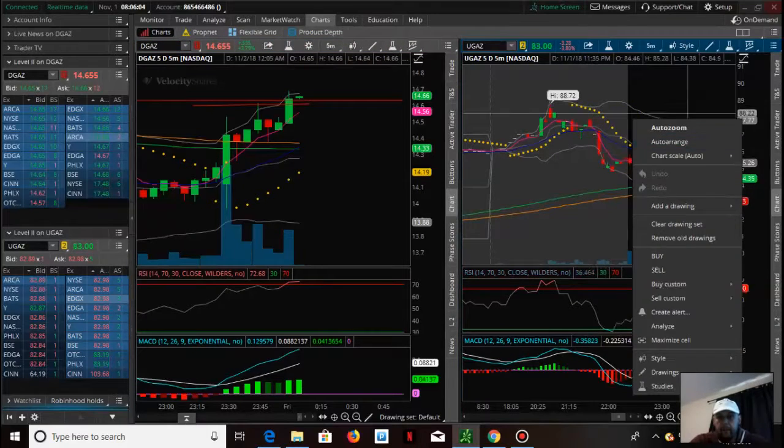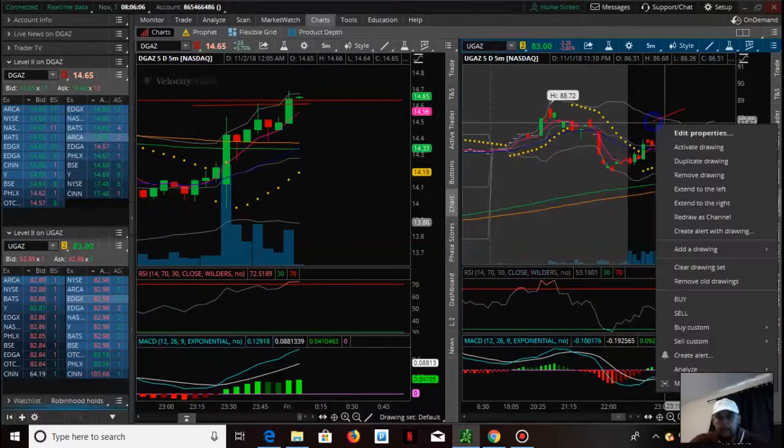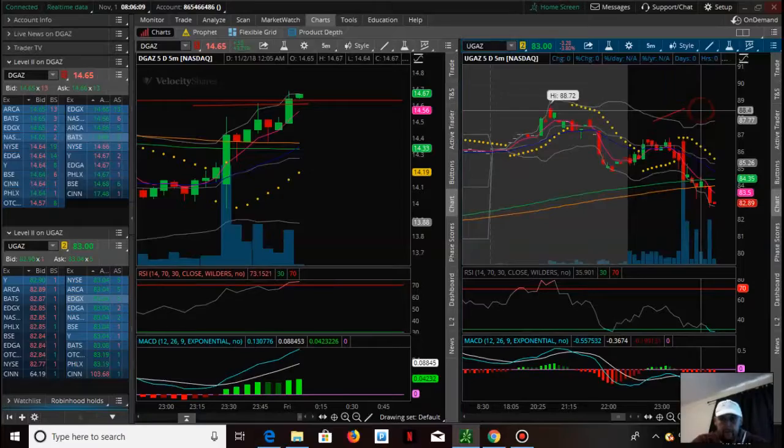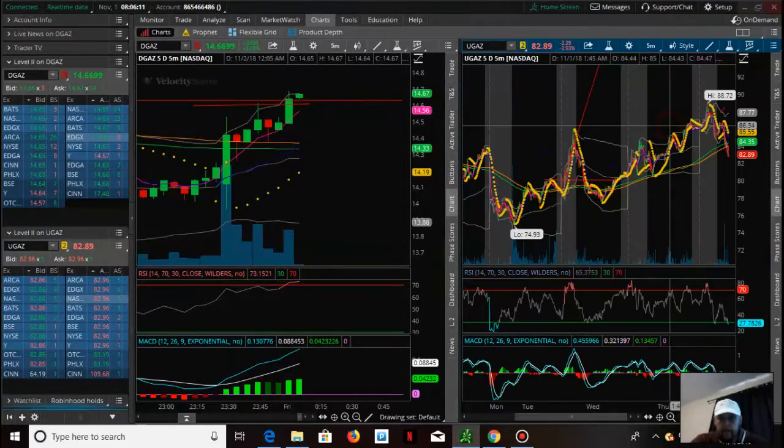Its inverse is UGAZ, which is right here.